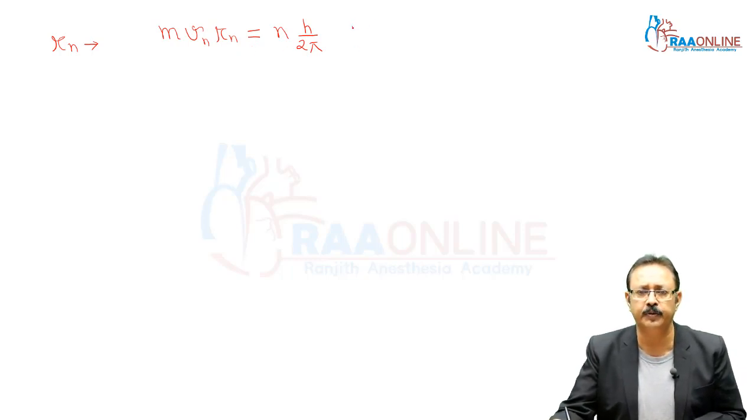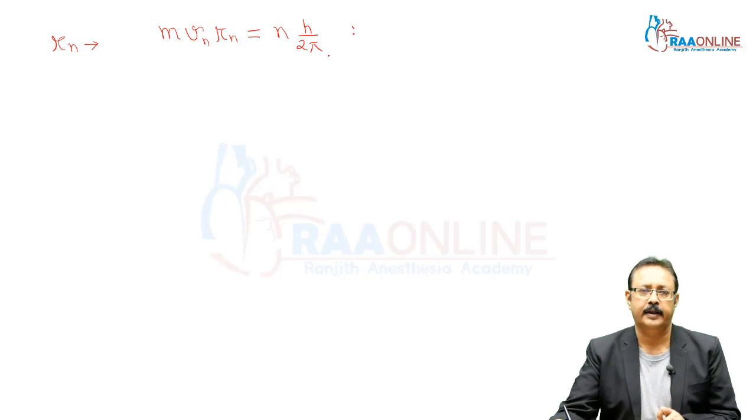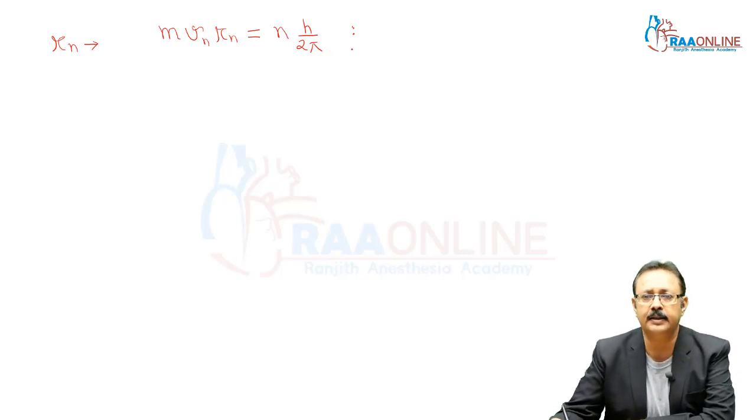Second concept we are using: every particle, charged or uncharged, if it is moving in a circle, needs centripetal force, which is equal to mv square by r.